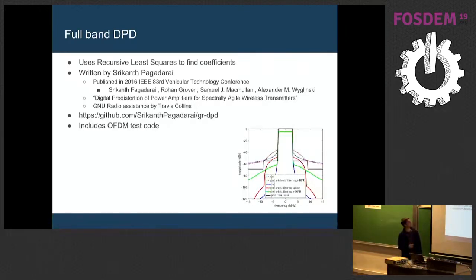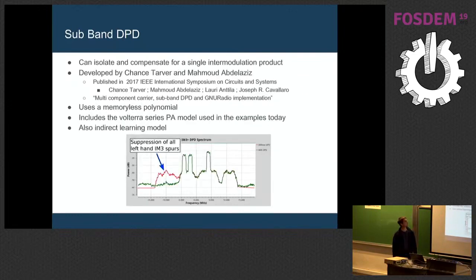This is for full band. So if you just have one signal or you want to predistort everything in your passband, this is a great place to start. This next one was a really interesting find, and I didn't appreciate it in the beginning. This was some work done by Chance Tarver and Mahmoud, and it was published in 2017, and it's subband.